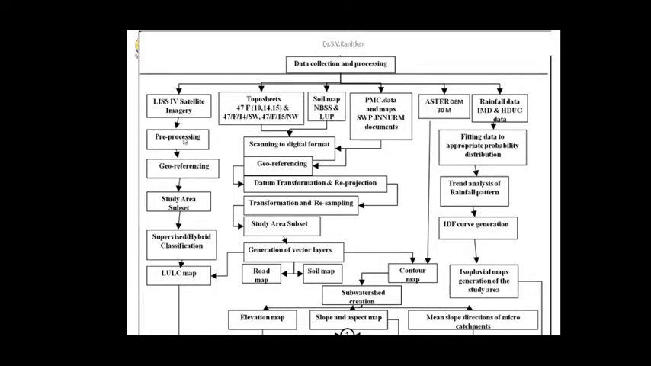Then you do pre-processing, then georeferencing of that imagery, followed by you take out a clip of the study area or you subset that. After that you do supervised classification or hybrid classification so that you have a land use land cover map. Now the whole process can be carried out for urban areas, and for other areas as well, for working out the hydrology part of the catchment.